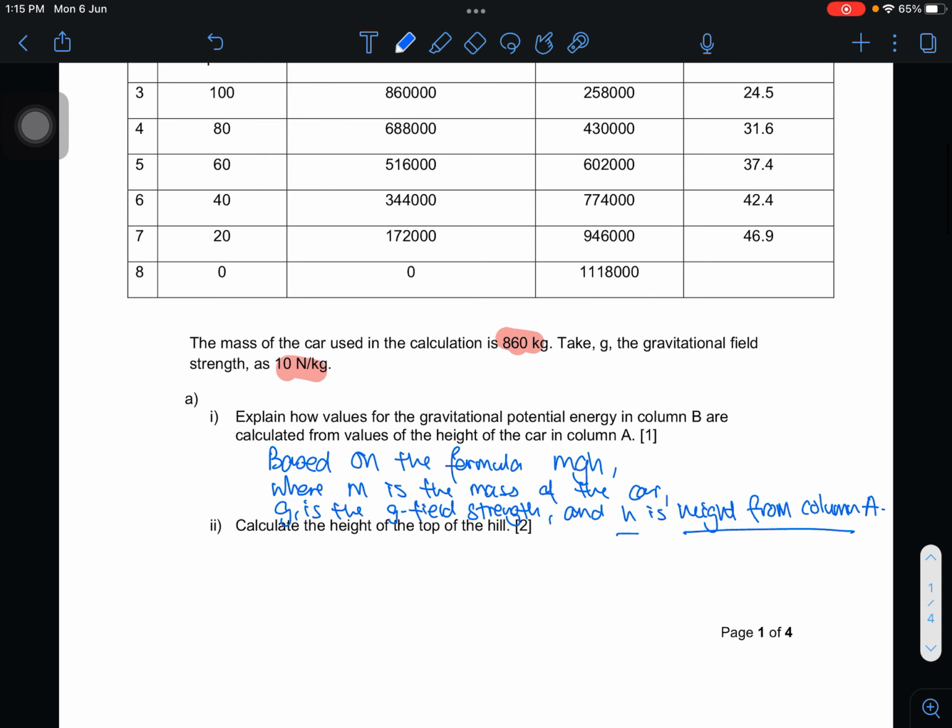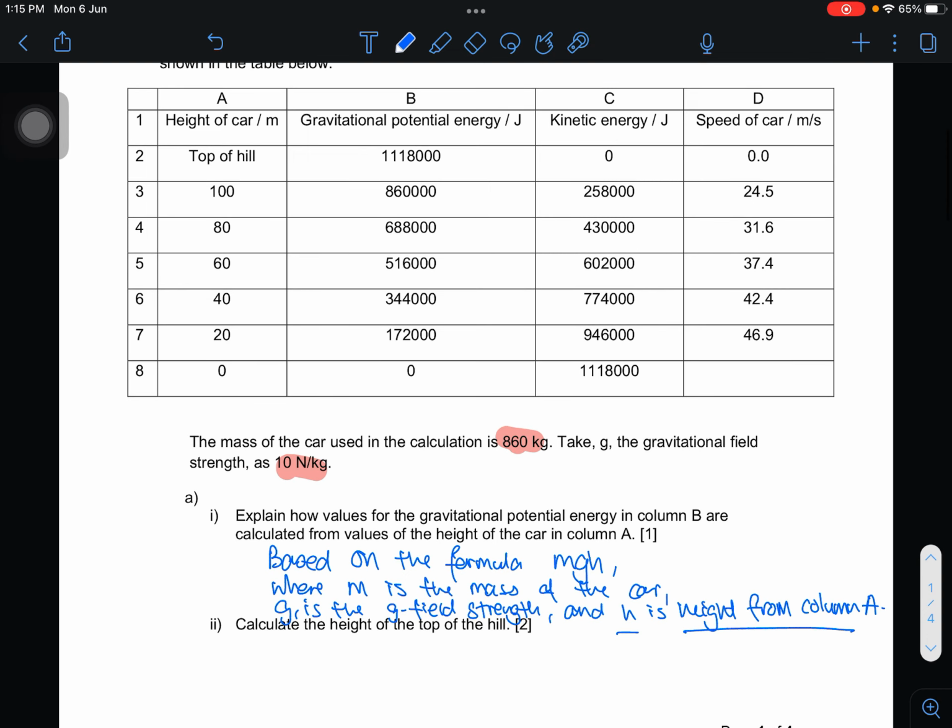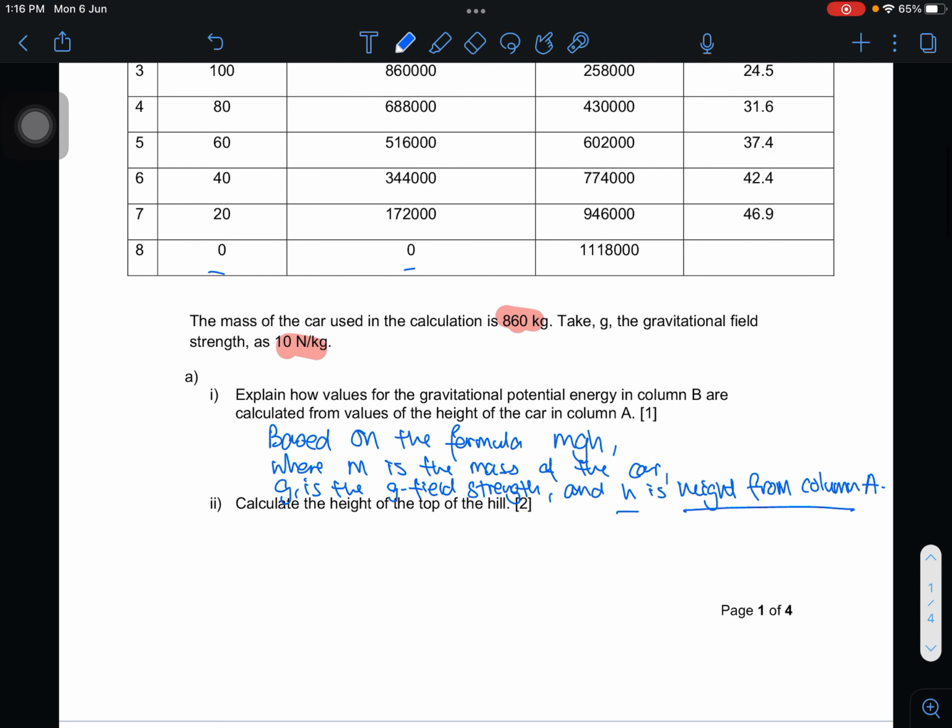So we're going to use the formula now. Let's take a look at this. The second row, top of the hill, this is the total amount of GPE, right? If it drops to the bottom of the hill, it will lose this amount of energy. So change in GPE equals mgh. So how do I find h? It will be change in GPE over mg, right?